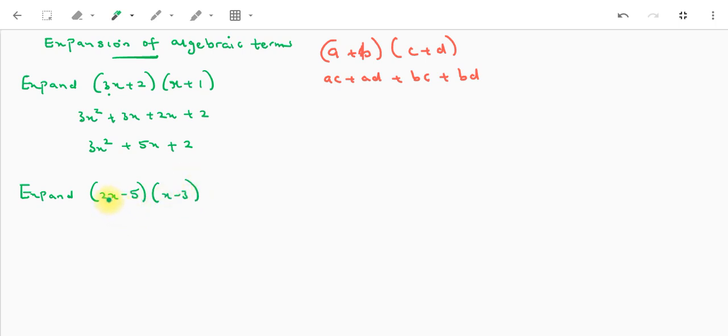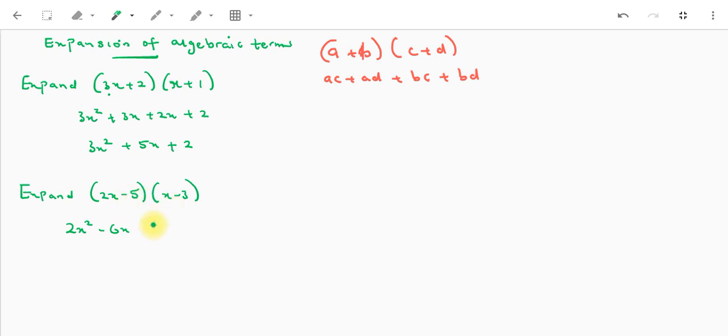The same procedure. 2x times x gives me 2x squared. 2x times minus 3. Notice it's negative. 2x times minus 3 gives you minus 6x. 3 times 2 is 6. Minus remains, x remains. Minus 6x.